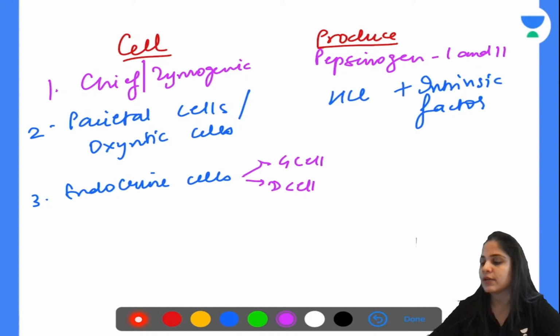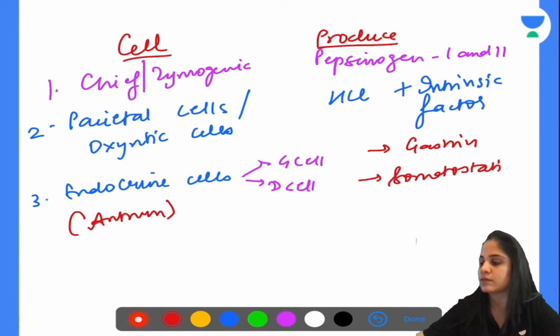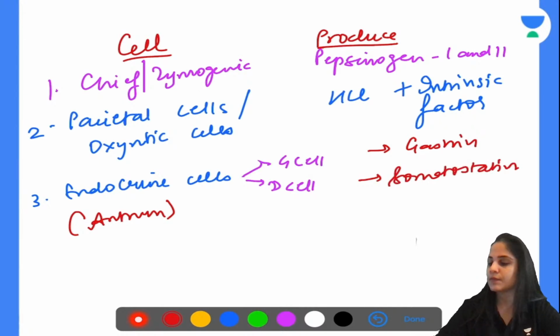Now, the endocrine cells include G cells and D cells, and these endocrine cells are mainly present in the antrum of the stomach. The G cells produce gastrin and the D cells produce somatostatin. All right, so this is about the endocrine cells.